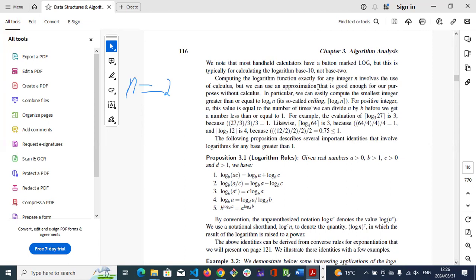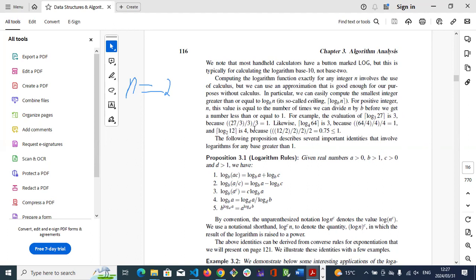Computing the logarithm function exactly for any integer n involves the use of calculus. Big word here, but don't be alarmed. We can use an approximation that is good enough for our purposes without calculus. In particular, we can easily compute the smallest integer greater than or equal to log of n base b, which is called the ceiling. For a positive integer, the value is equal to the number of times we can divide n by b.